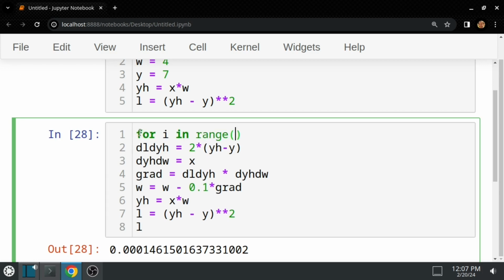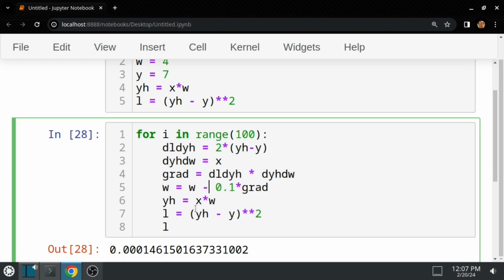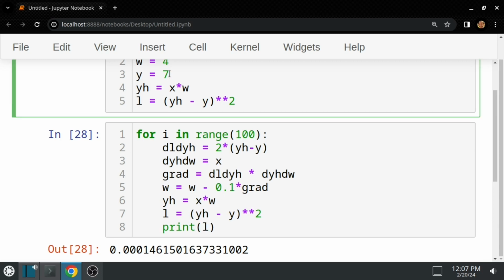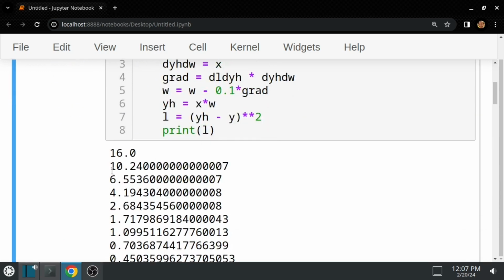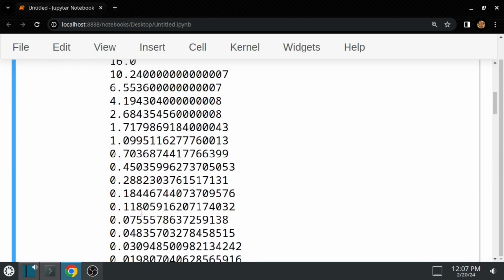For i in range, let's run it 100 times. Go to here, indent all of this, highlight, hit tab, and say print L, so print the loss. And we can see how it changes. I'm going to restart it up here. Okay, now run it. The loss was 16, then 10, then 6, 4, 2, 1, and so on.